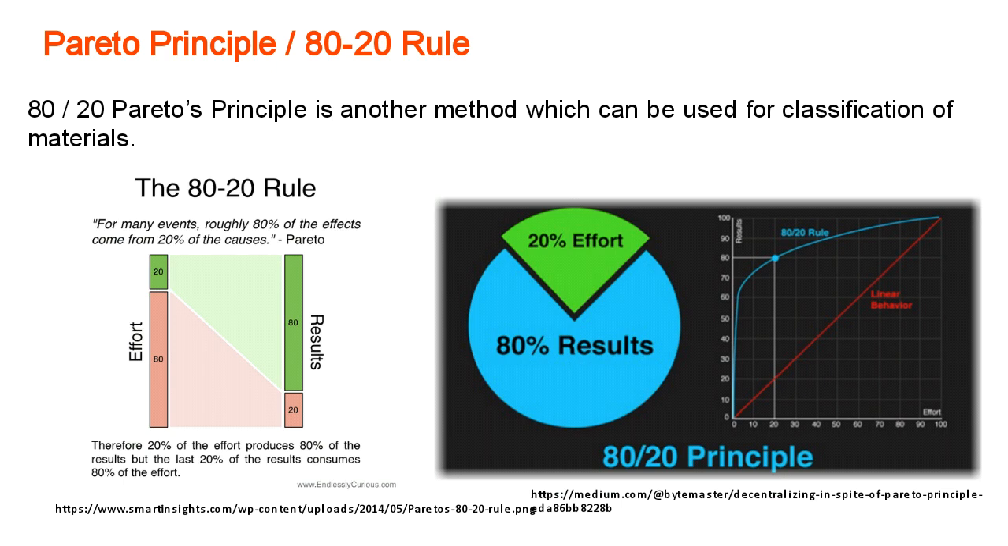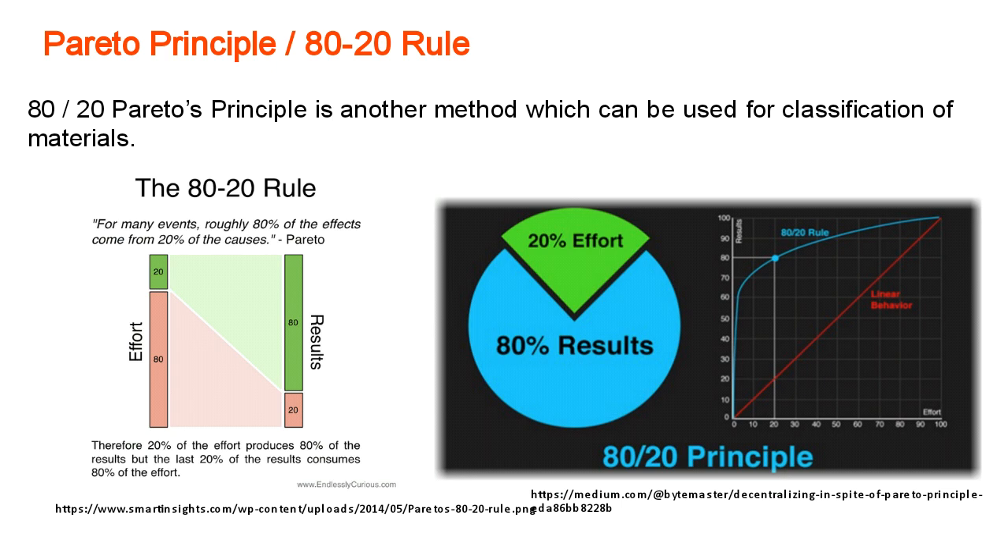There is another similar principle or approach called the Pareto principle, or Pareto's 80-20 rule. In ABC analysis we categorize items into three parts, A, B and C, whereas the Pareto 80-20 rule says that for many events, roughly 80% of the effects come from 20% of the causes, and vice versa, 20% of effects come from 80% of causes.